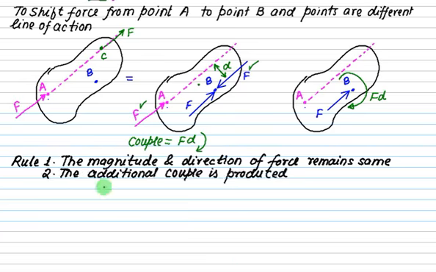So whatever additional couple is produced, you find the magnitude of that couple using the equation: moment of the force about the new position. So the new position is B. And you can do this from the original figure itself. Is the moment of this force F about B clockwise? And what is the magnitude of this one? Is it F multiplied by d?